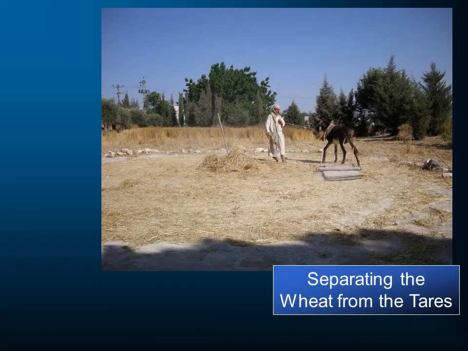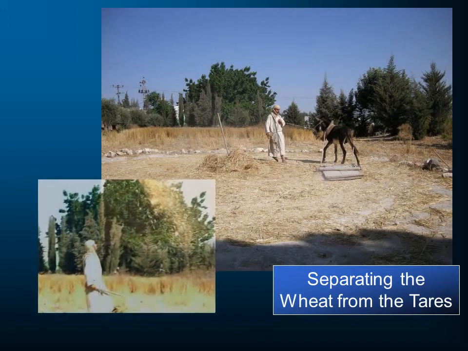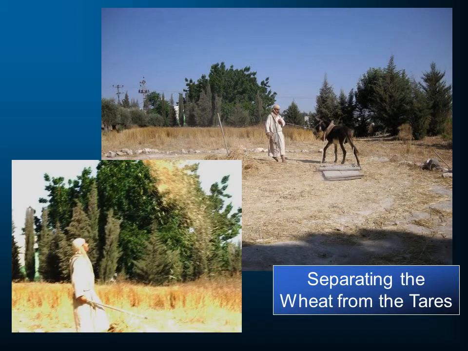The illustrations that Jesus used are very rooted to the soil, to the land. Here's an example of a farmer out there separating the wheat from the tares. He's grinding the grain, just hauling something heavy over that. When he's done, he'll throw it up in the air. The wind will catch the chaff and carry that away, and the heavier kernels of grain will fall to the ground. And Jesus will use that as a part of a parable.